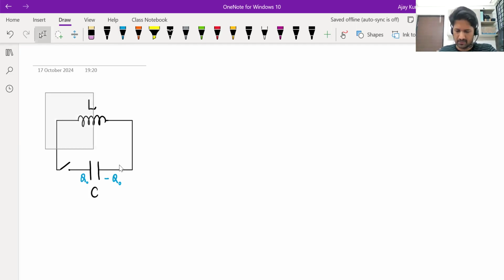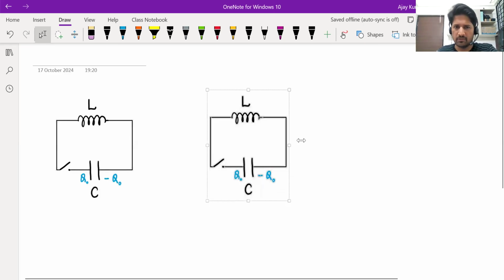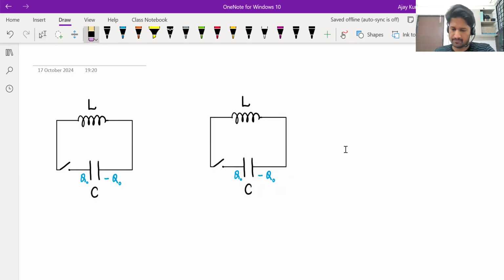Fine. Now, some of you may have studied this already. Some of you may be looking at this for the first time. But tell me, what happens after we close the switch? What do you think will happen after we close the switch? See, what is an inductor actually? Rishi, what is an inductor?